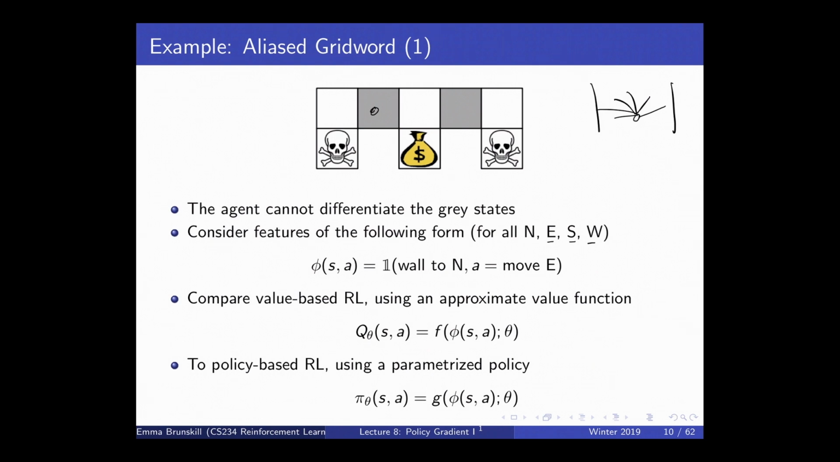So if we did a value-based reinforcement learning approach using some sort of approximate value function, it would take these features, which are a combination of what action am I going to take and whether there are walls around me or not. Or we could have a policy-based approach, which also takes in these features, but then just directly tries to make decisions about what action to take. And those actions can be stochastic. So in this case, the agent is trying to figure out how to navigate in this world. It really wants to get to here. This is where there's a large reward, so this is good. It wants to avoid the skull and crossbones. Those will be negative reward.